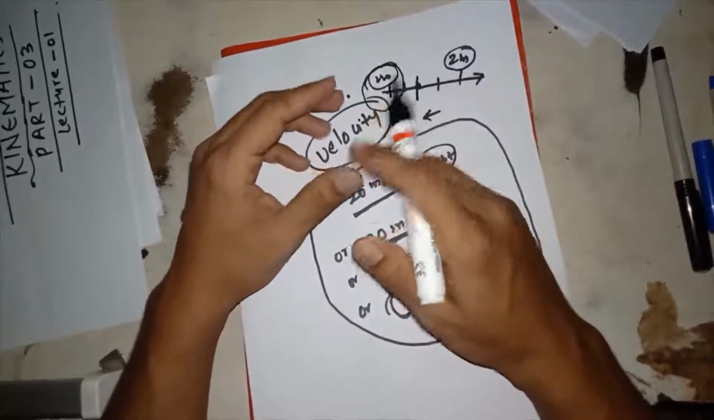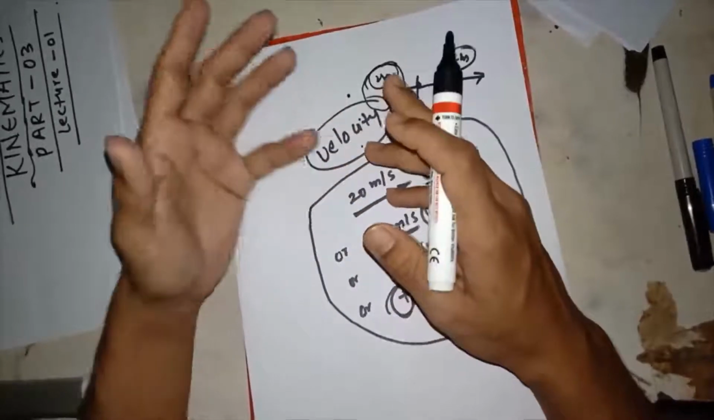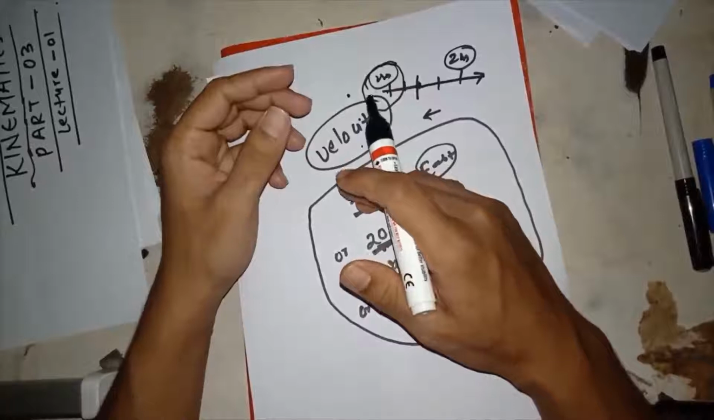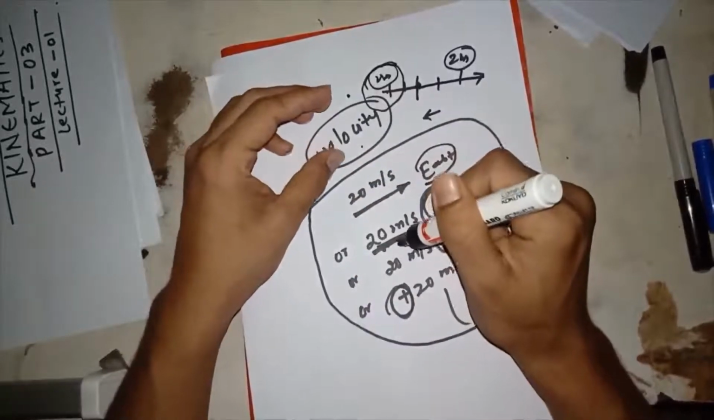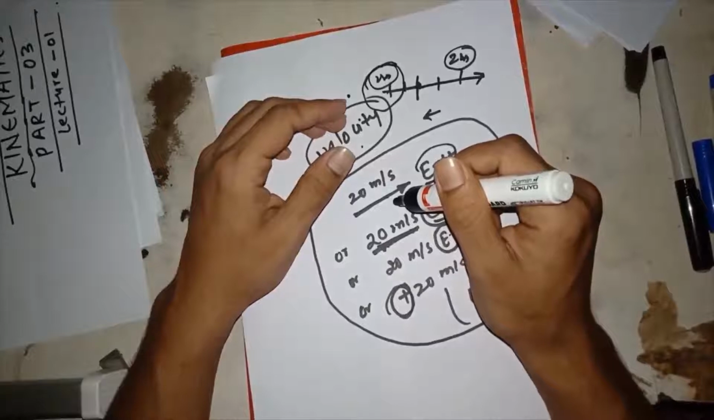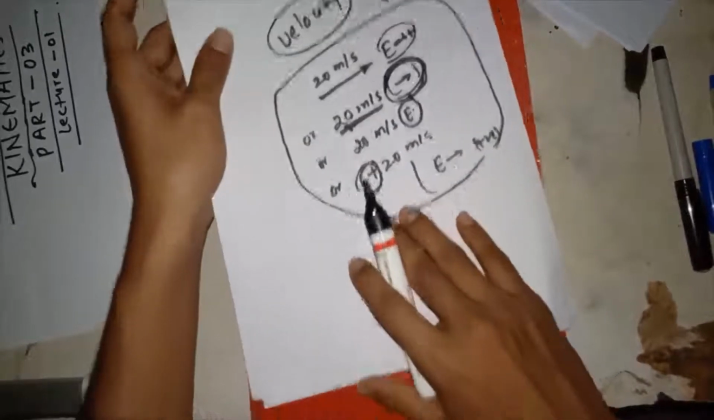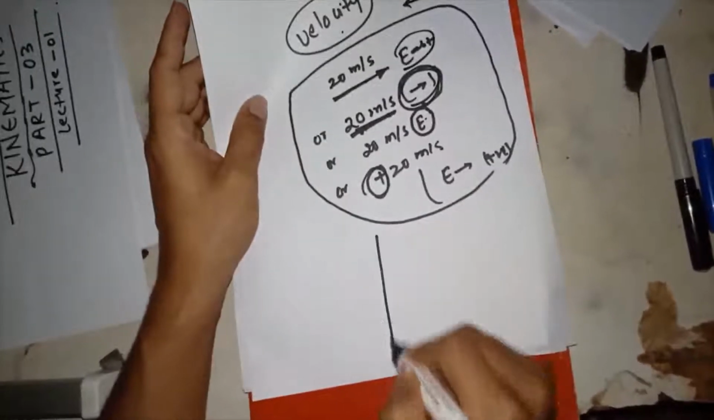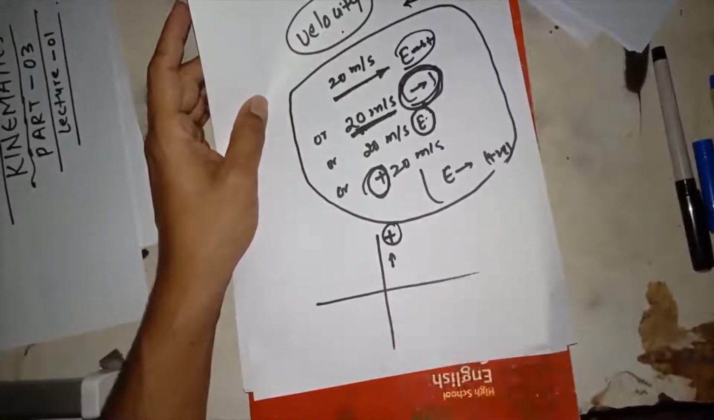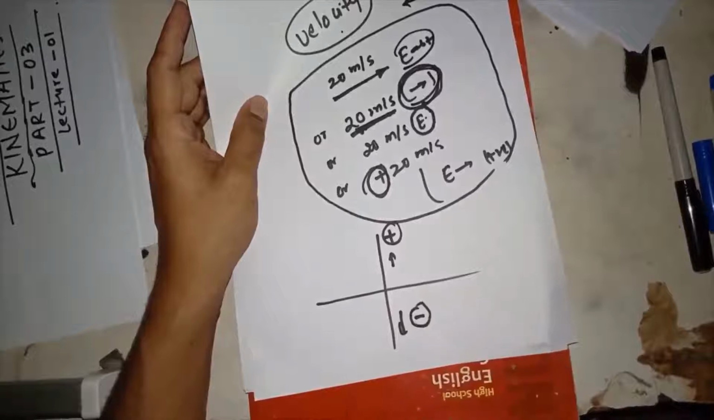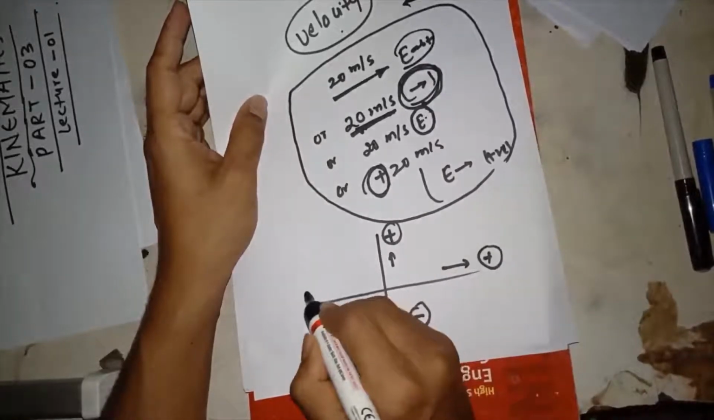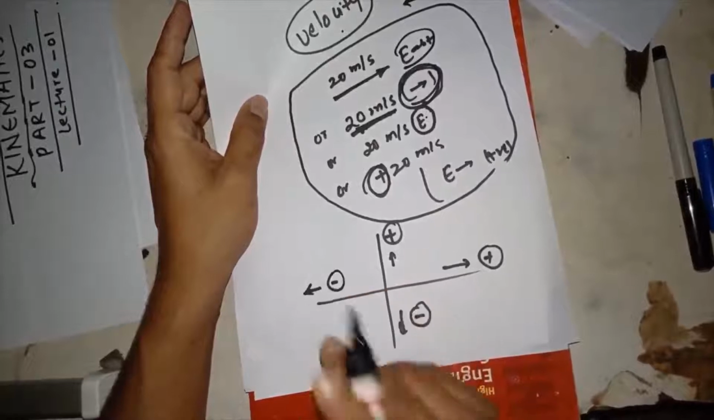If you say only 20 meters per second I go, how can we know where you go, in which direction you go? So this is the mathematical symbol that we can use for direction. For the direction we can use this chart: this is positive upward, this is negative, and this is positive eastward, and this is negative.